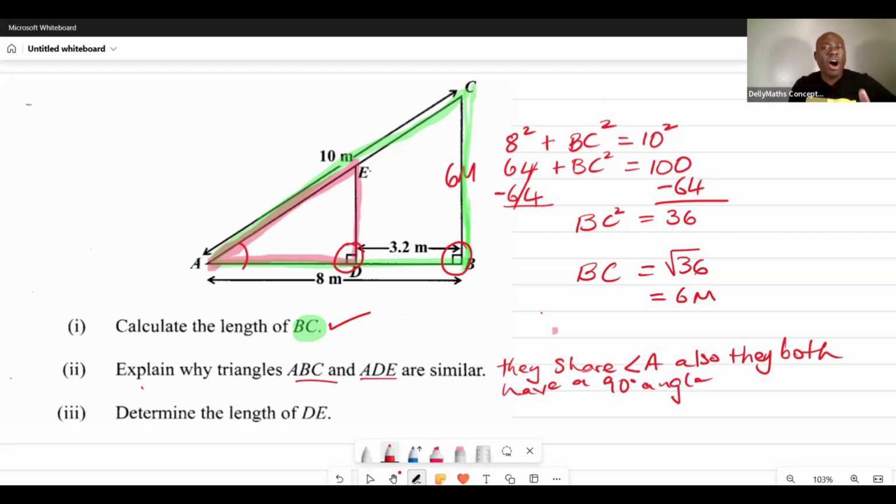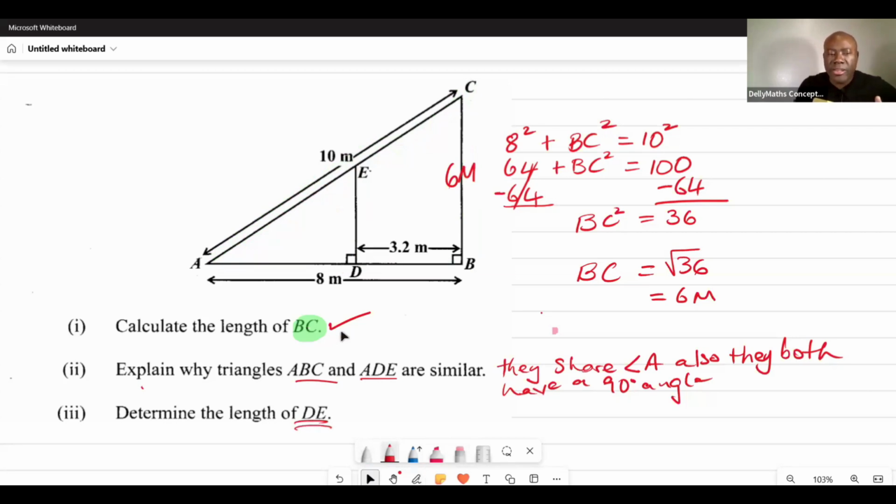If two angles are the same, then we can already classify the triangles as similar, because it means that the third angle will be the same. Whatever this angle is, it's going to be equal to this angle here. All right, so they are similar. We have established that. Now let's get into the third question. The third question says, determine the length DE. We want to find DE.